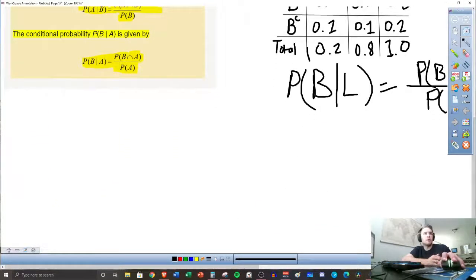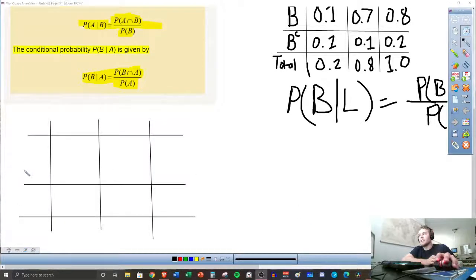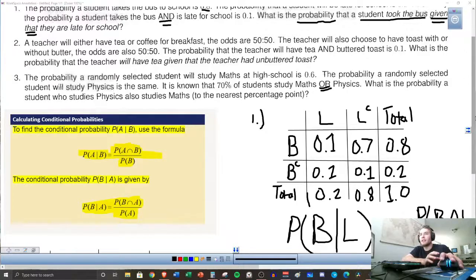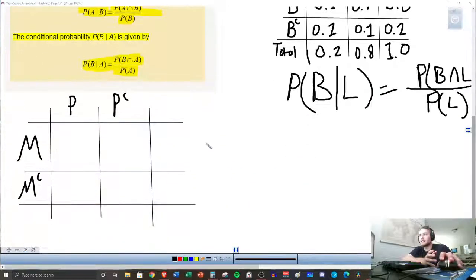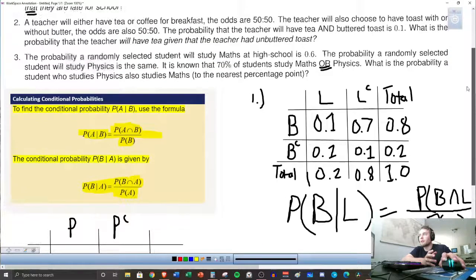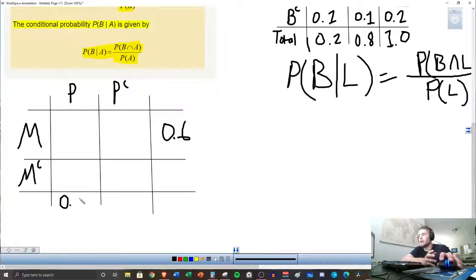Let me construct our two-way table. So on this one, it's tempting to put maths and then say not maths is the physics part, but that's not how this one's structured. How we need to be thinking about this one is maths, not maths, physics, not physics. Okay, so it says the probability that they're going to study maths is 0.6. So we put 0.6 in our total column. And it says physics is the same. So we put 0.6 under physics. And we already know that this is going to be 1 right here. All right, so this is going to be 0.4. This is going to be 0.4.